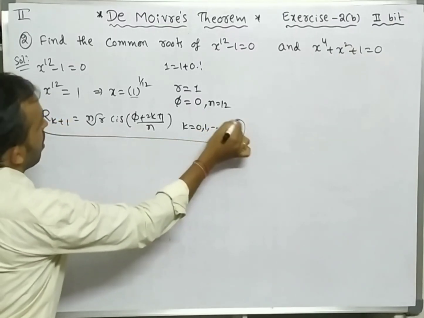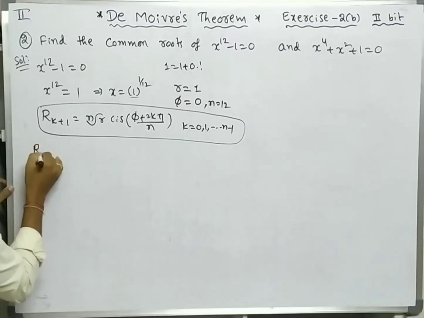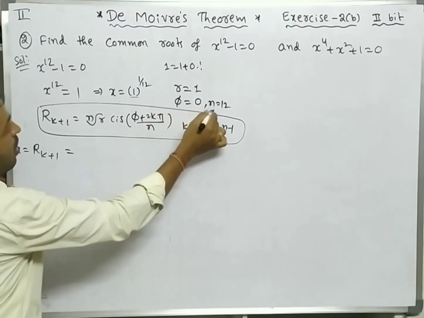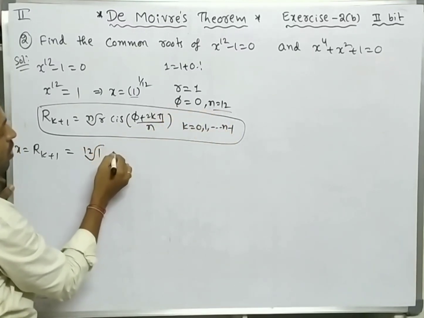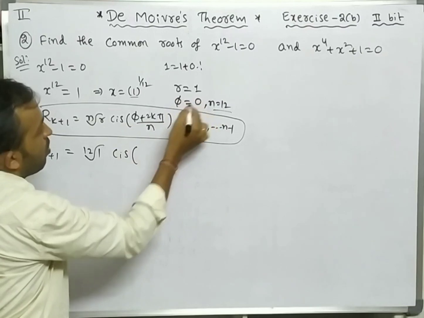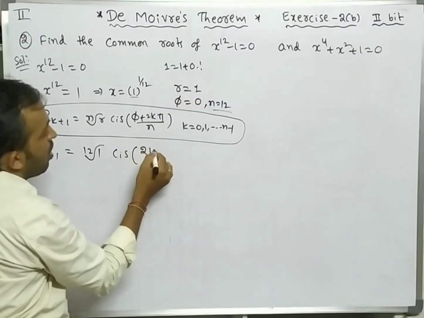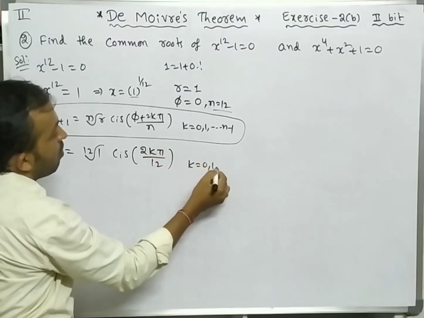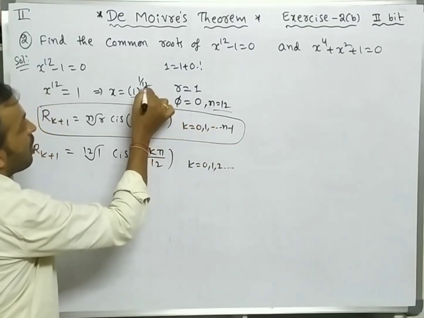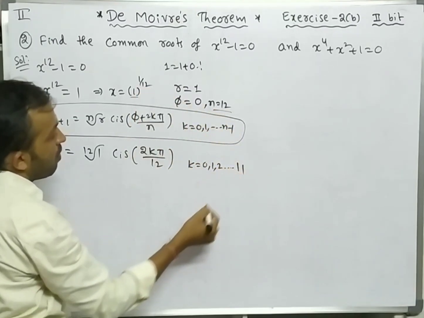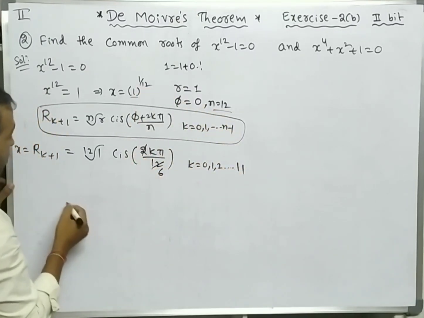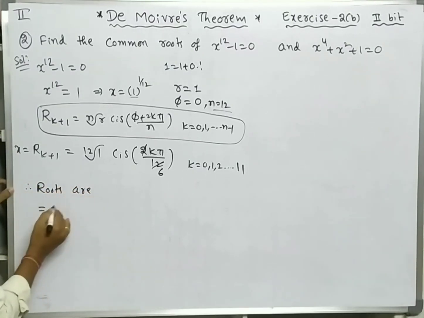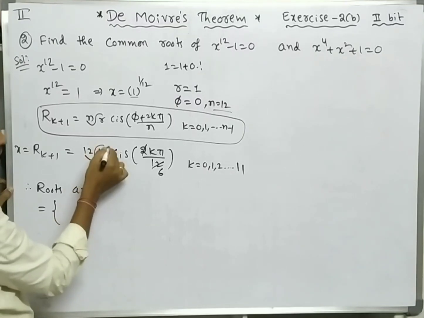So this is the formula we always use. Here x = r_{k+1} = nth root of r. N is 12, the 12th root of r, where r is 1 and theta is 0, so 0 plus 2kπ, divided by n, which is 12, with k = 0, 1, 2, and so on up to n minus 1. Here n is 12, so 12 minus 1 is 11. Therefore the roots are, in this case, the 12th root of 1, which is 1.